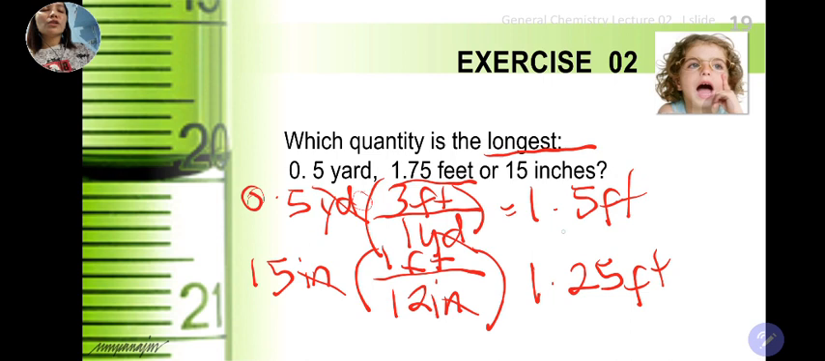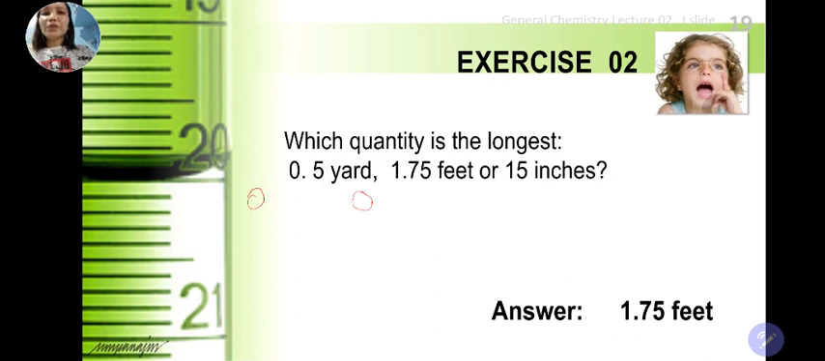0.5 yard is equal to 1.5 feet. We have 1.75 feet. And then, 15 inches is equal to 1.25 feet. So, ang longest quantity natin is 1.75 feet. So, if you got that correct, congratulations. Kung hindi naman, you can practice more para mas ma-enhance natin yung calculation or computation skills natin. Okay, please. Kung may tanong kayo, just message me.